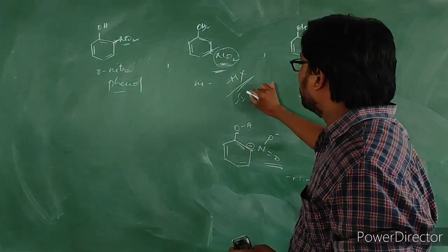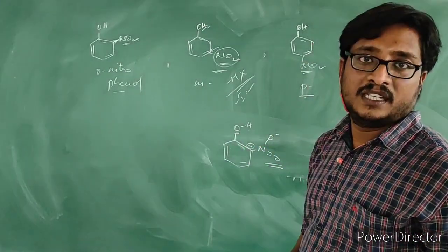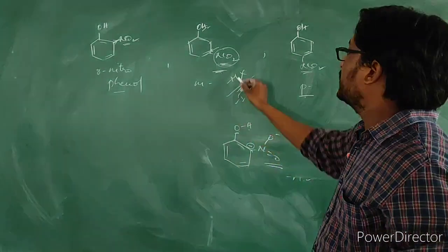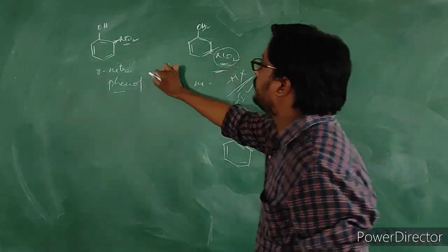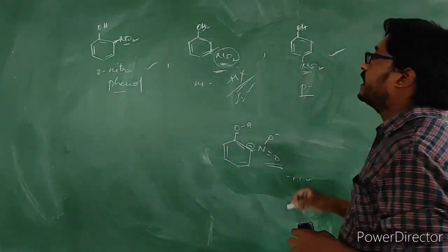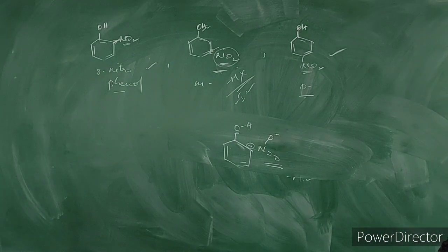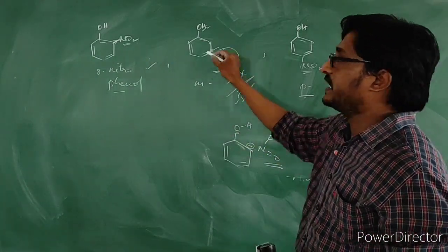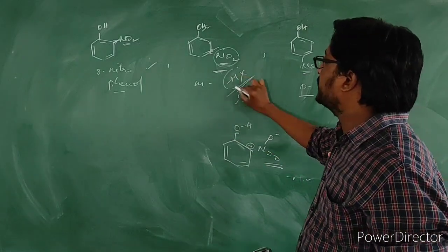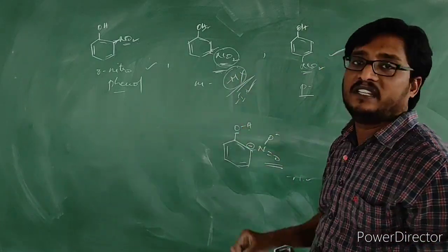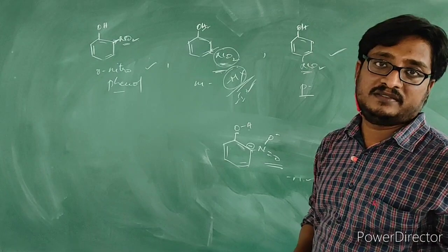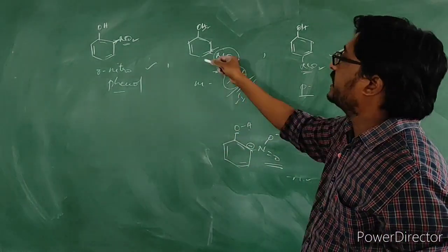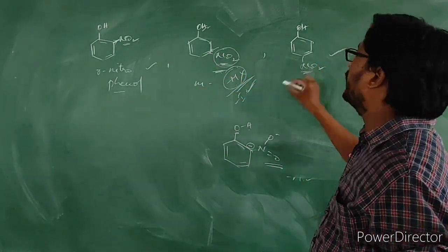Since only the minus I effect, the negative inductive effect, is shown, this will be less acidic when compared with orthonitrophenol and paranitrophenol. Simple thing. So remember that when NO2 is at the meta position, it will not show the minus M effect. It will show only the minus I effect, negative inductive effect. So it will be less acidic when compared with orthonitrophenol and paranitrophenol.